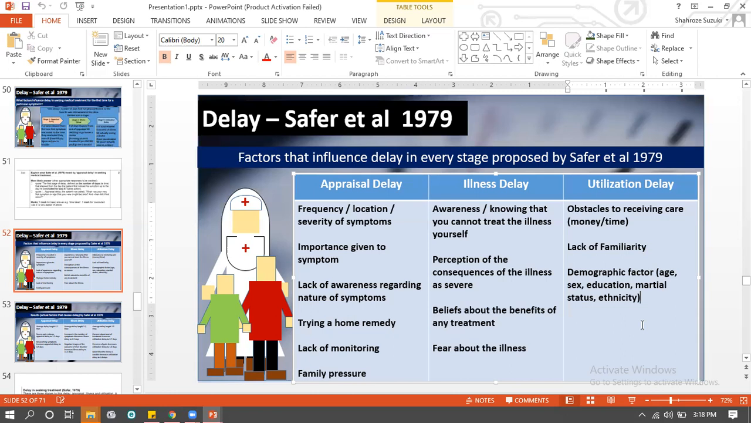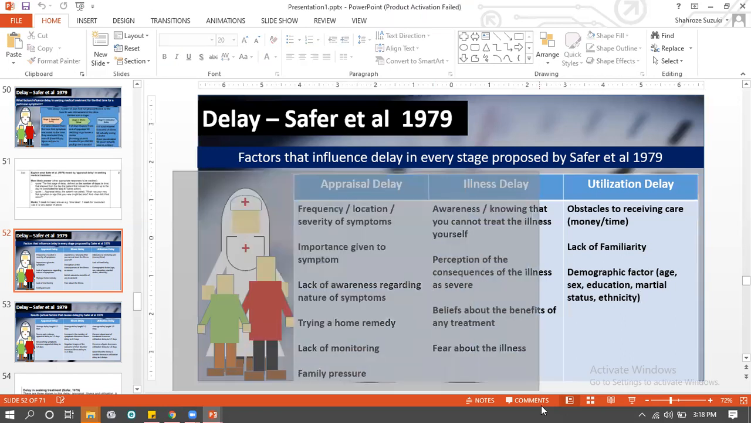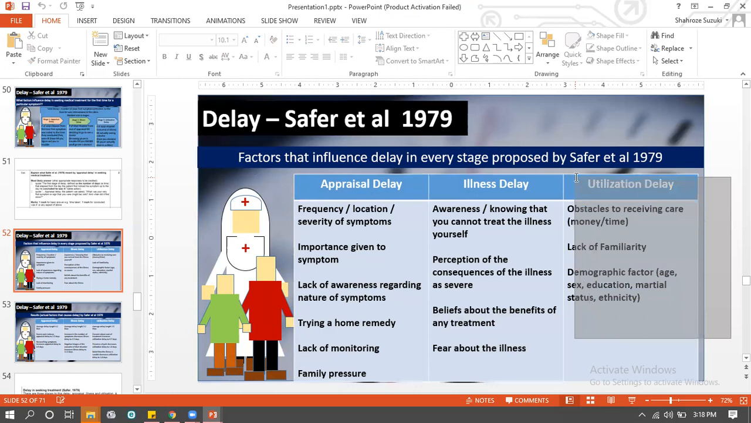So these conditions tell you it's not up to the people. People want to go to a doctor, in terms of utilization, but the other factors hamper their decision. I feel the other factors may not be the responsibility of the patient itself. So this is what Safer found.